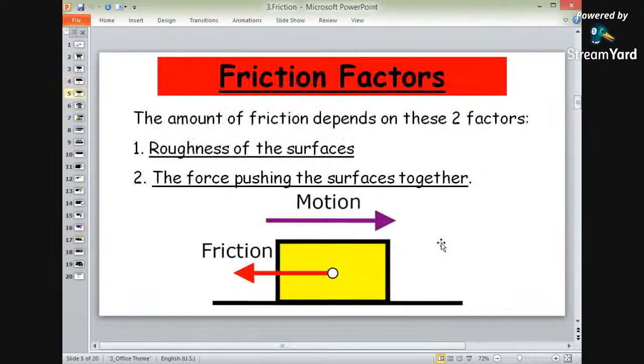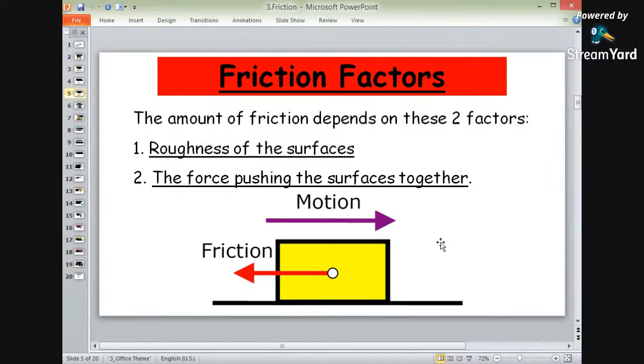Okay, again these are the various concepts. The amount of friction depends on these two factors. It depends upon the roughness of the surface, whether it is a rough surface or a smooth surface, or what the coefficient of friction is. We will see the concept of coefficient of friction also.